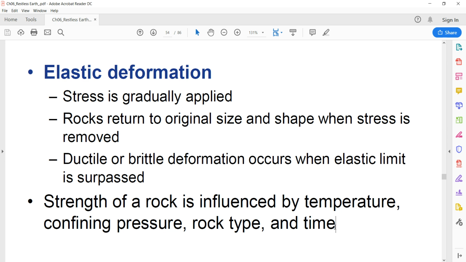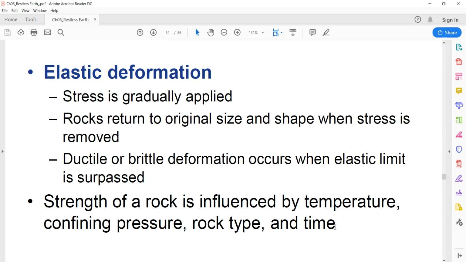Confining pressure is another one. When confining pressure is applied, rock experiences a stress, and then its strength will be tested. So beyond a certain limit, it will start undergoing deformation, and then this deformation can surpass the elastic limit, and then it will become a permanent deformation.